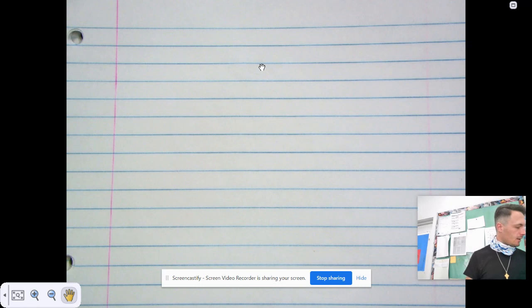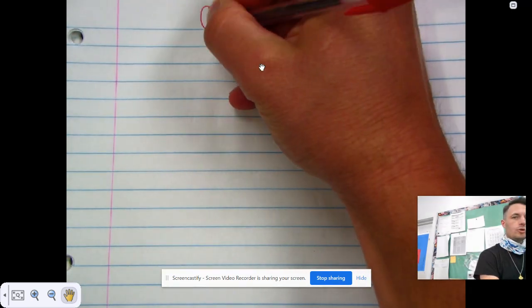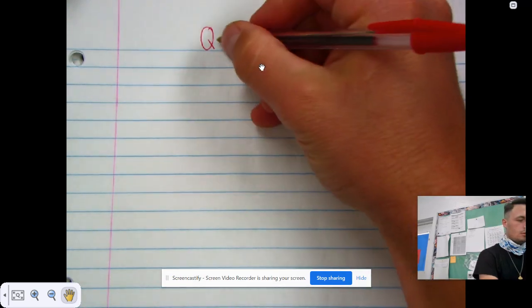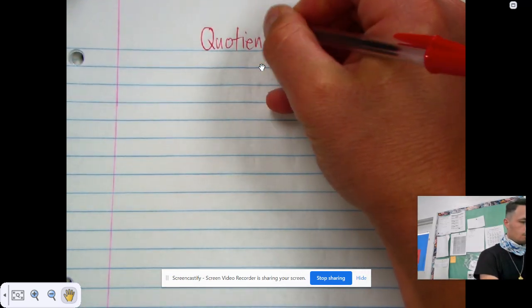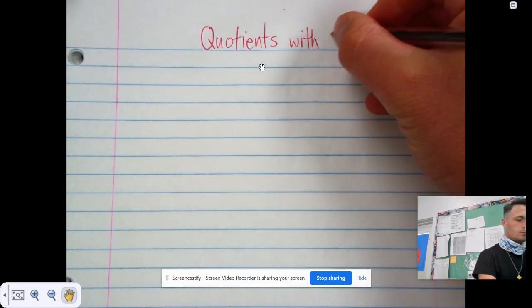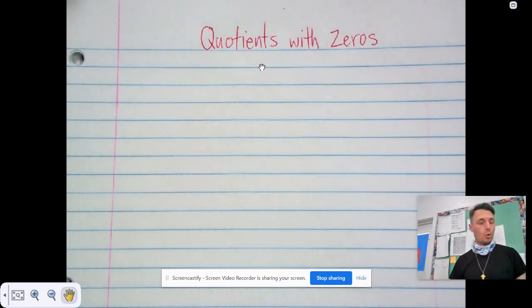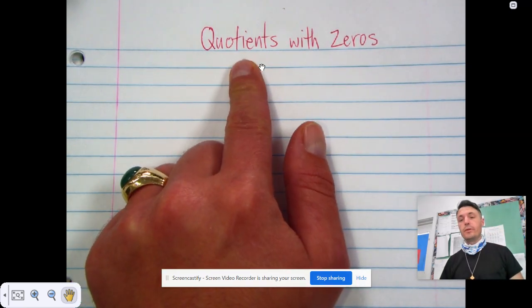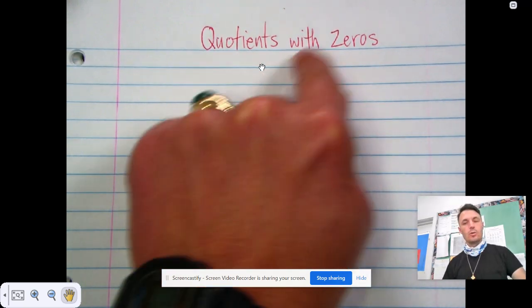Go ahead and open up your math notebook and turn to the next available page. At the top of the page, please write quotients with zeros. Okay, so remember, a quotient is the answer to a division problem. So today's lesson is quotients, or answers to division problems, with zeros.